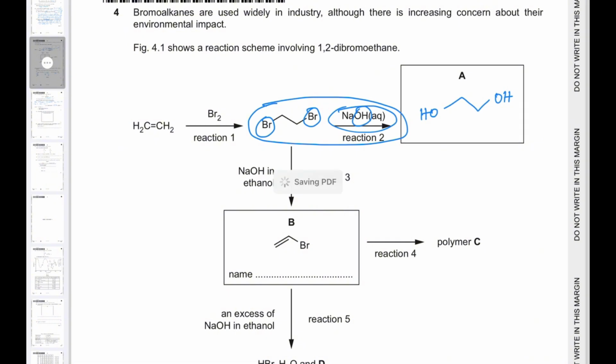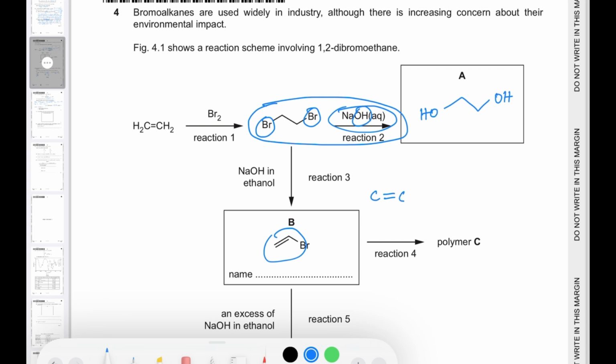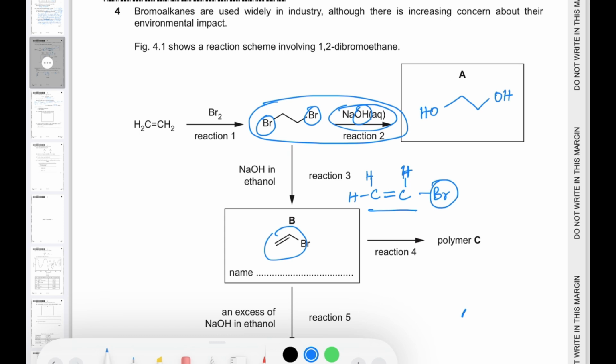Now as for naming product B, it has 2 carbon atoms with a double bond between them. There's a bromine atom, and since no other notations are seen here, that means all other bonds with the carbon atoms are those between carbon and hydrogen. This is a 2 carbon alkene with a bromine substituent that makes it bromoethene.